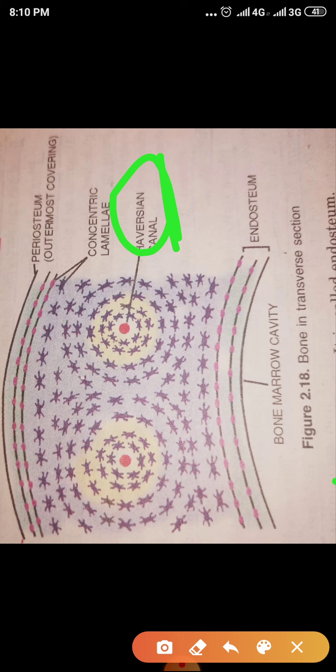Then bone: red bone marrow forms blood cells. Inside the long bones, there is red bone marrow, which is the factory of blood cells, where blood cells are formed. In this way, skeletal tissue and connective tissue are both important.